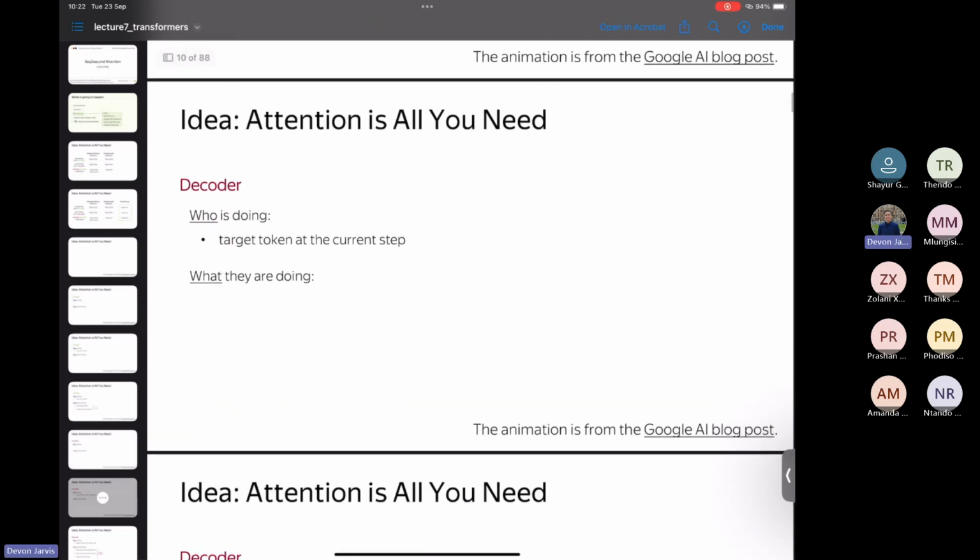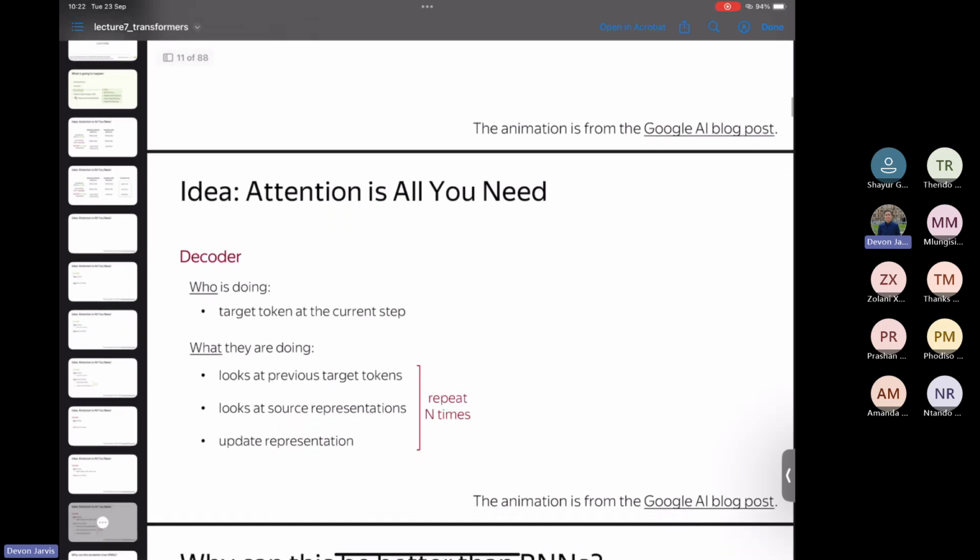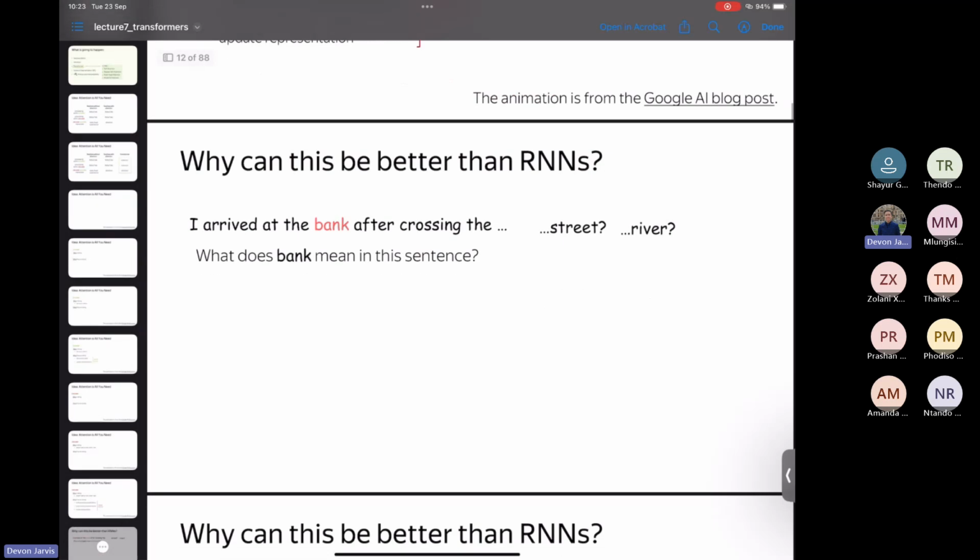On the decoder side, you're going to take in the target token at the current step. And again, you're going to now be looking at all the previous tokens that you've seen, so all the previous tokens you generated, but you're also going to be attending back to the source representations, and you're going to be trying to update the representations for a word based on all of the previous context, right? And again, we're going to have depth in this architecture to do the same thing.